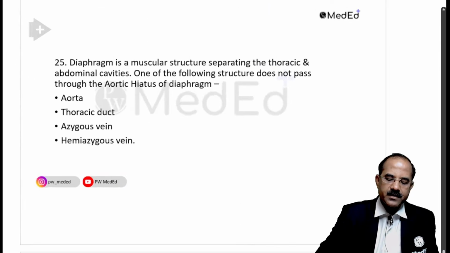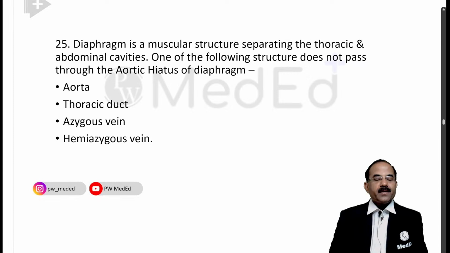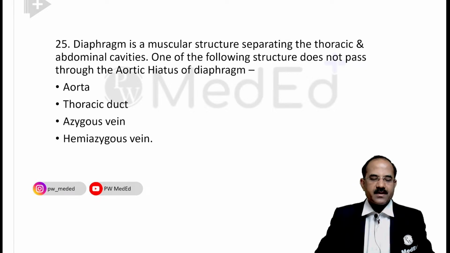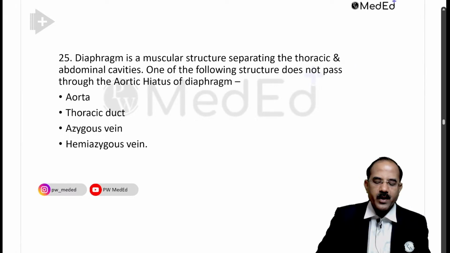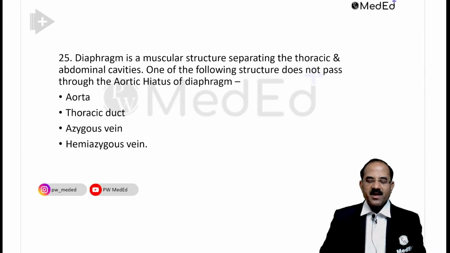So answer this first. Diaphragm. Answer this. The diaphragm is a muscular structure separating the thoracic and the abdominal cavities. Which one of the following structures does not pass through the aortic hiatus of the diaphragm? Come on, answer this, students.